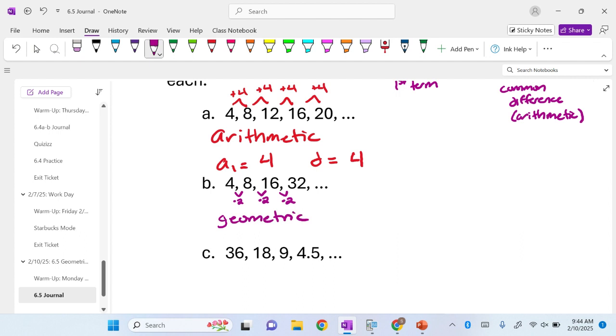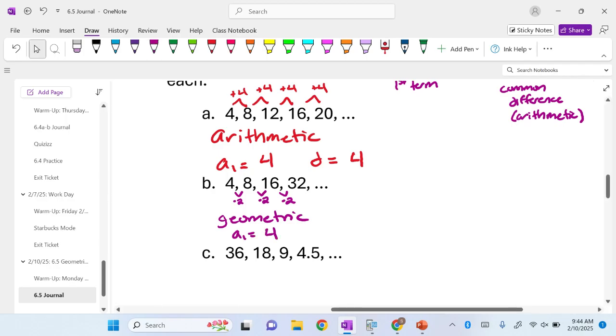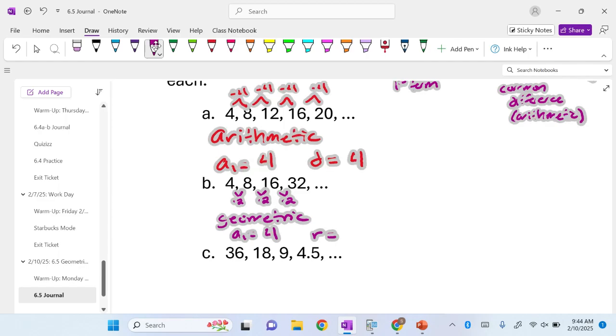All right. So, what's my first term? 4. Now, would this have a D value or an R value if it's geometric? R. So remember, your R value is the number that you're multiplying to get to the next. So what's my R value? 2. So again, arithmetic, you're adding a number to get to the next. Geometric, you're multiplying a number to get to the next.